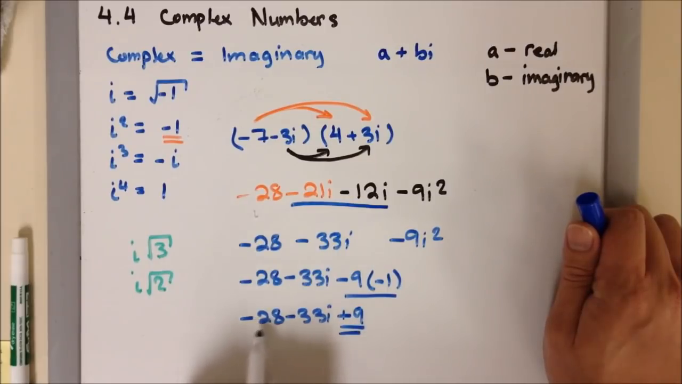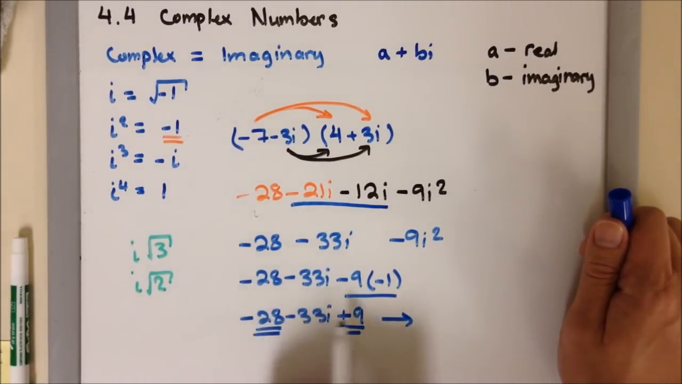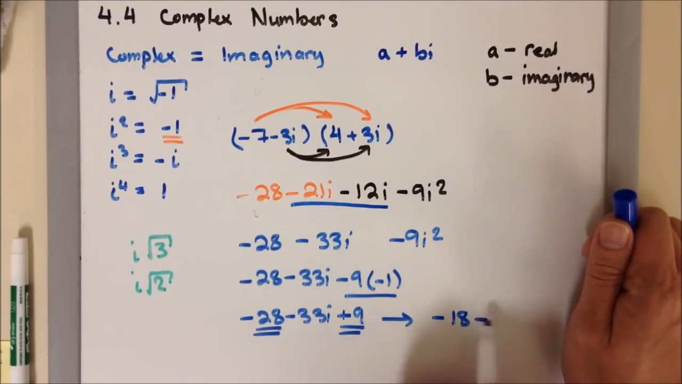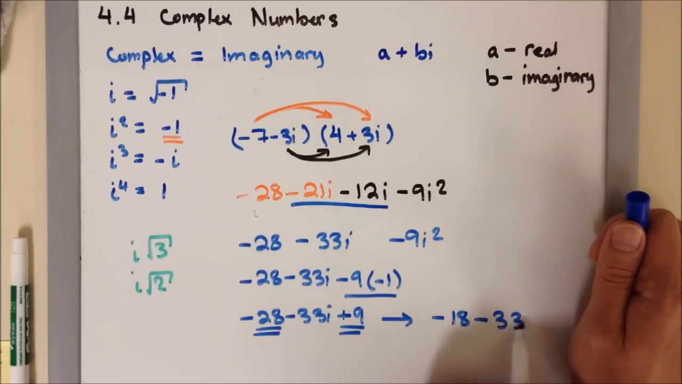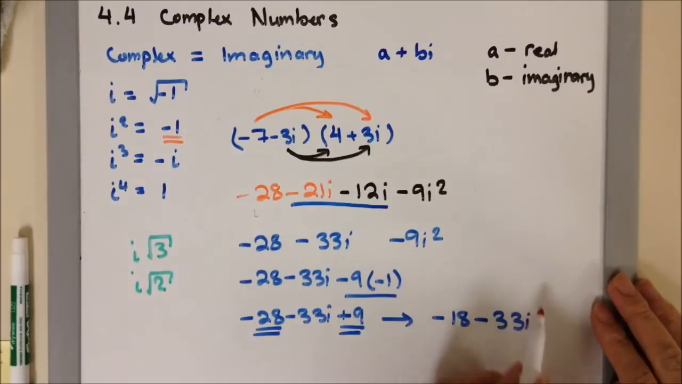So now I'm going to combine my real numbers together. Negative 28 plus 9 will be negative 19, and then minus 33i. There's nothing I can do with the negative 19 nor the 33i. So that's going to be my final answer.